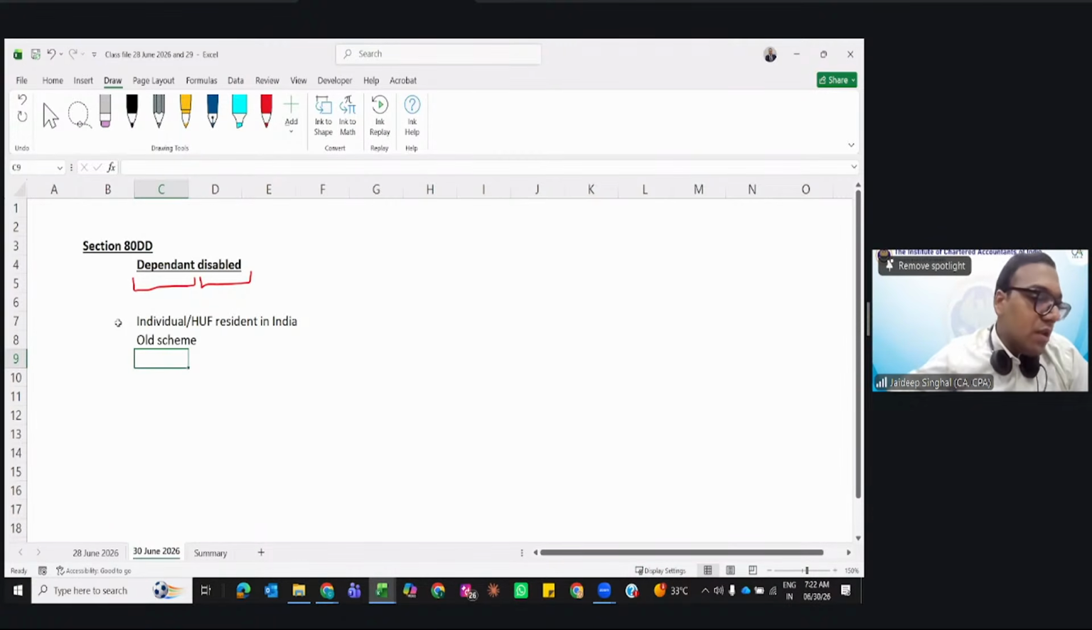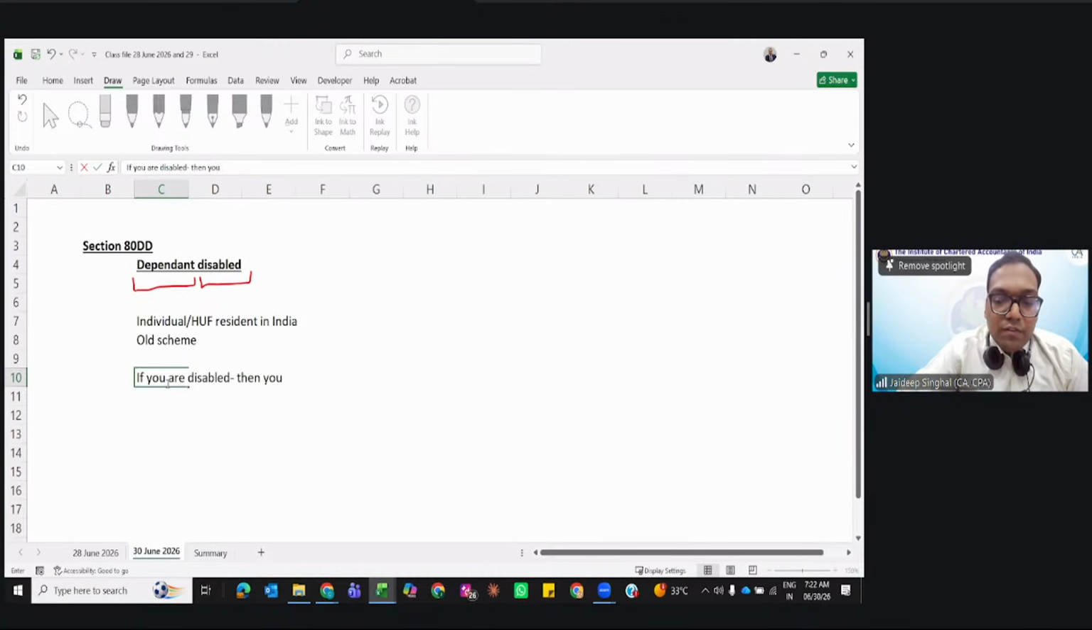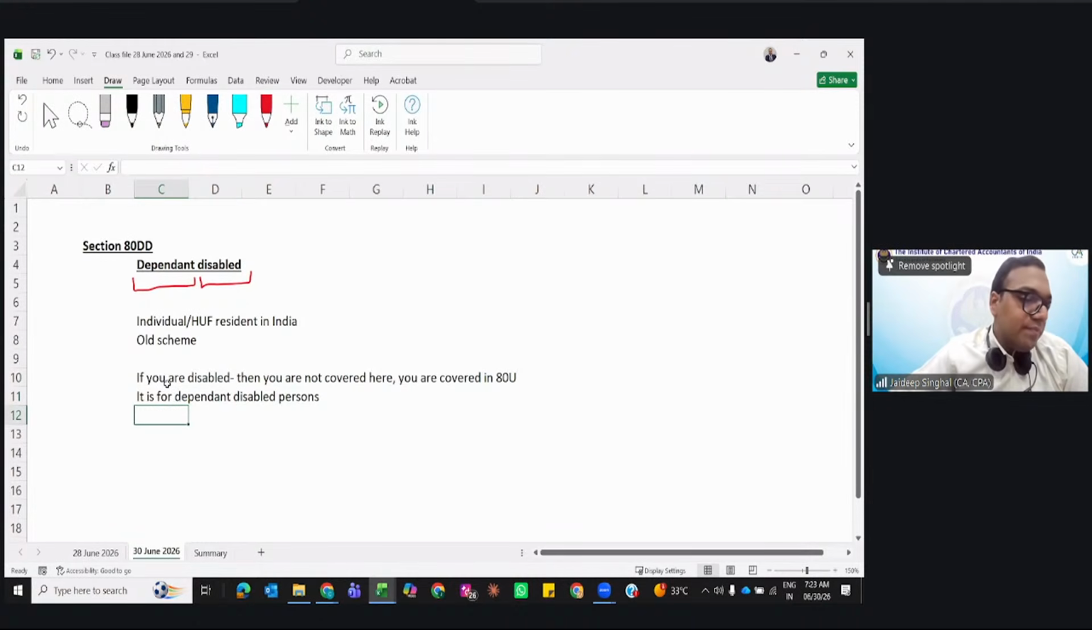Now, if you pay, tell me, it is for the dependent disabled. If you yourself are disabled, then you are not covered here. You are covered in ATU. There is one more section we will study, ATU. It is for dependent disabled persons. Who all will be your dependents here?